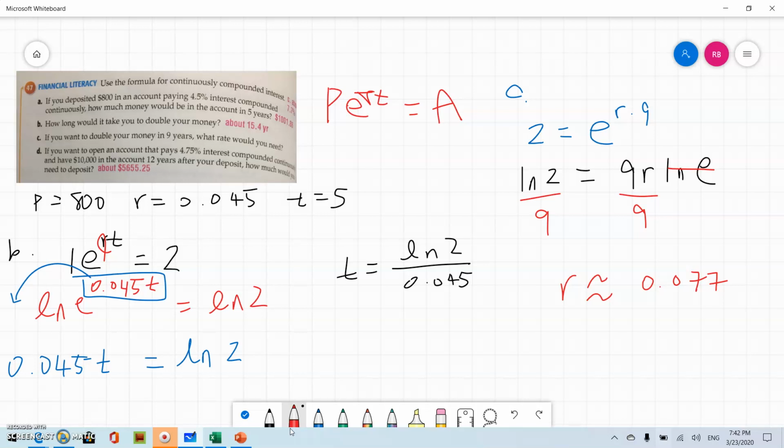Last question. If you want to open an account that pays 4.75% interest compounded continuously and have $10,000 in the account 12 years after your deposit, how much would you need to deposit? So now this is asking for P. Okay, let me do that with green. All right, so P we have no idea, but E, and it's 0.0475 because it's my rate, and in 12 years T, and I want to have 10,000.